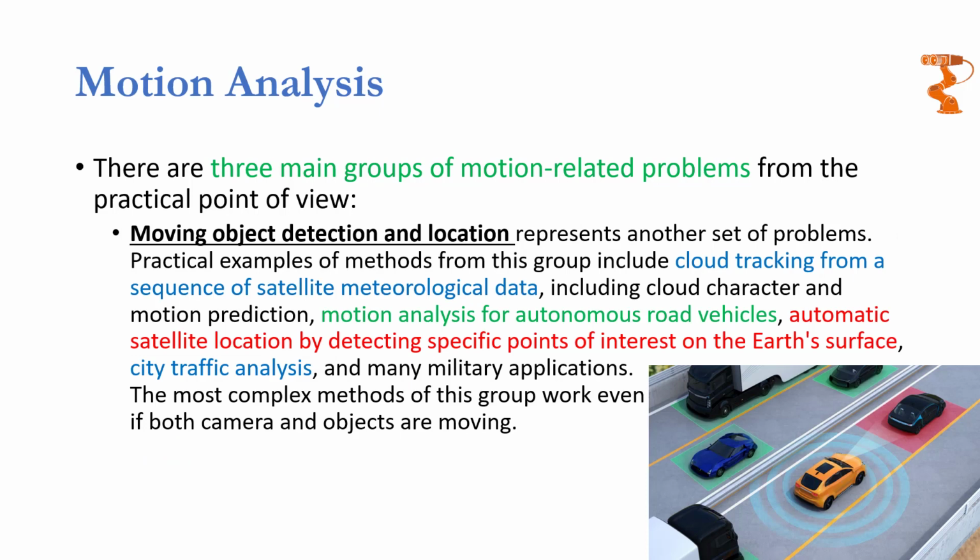Practical examples of motion detection and tracking are everywhere around us. For example, tracking of clouds and prediction of their motion. Other practical examples include motion analysis of autonomous vehicles, flow of air around a fighter jet in a wind tunnel, city traffic analysis, and many others can be seen by looking around. Applications in which the camera is not stationary prove to be much more complex.